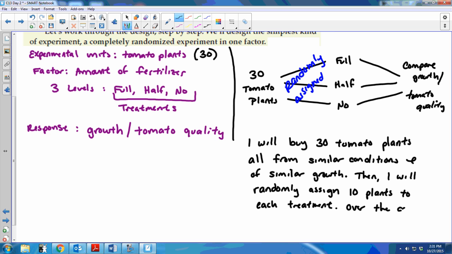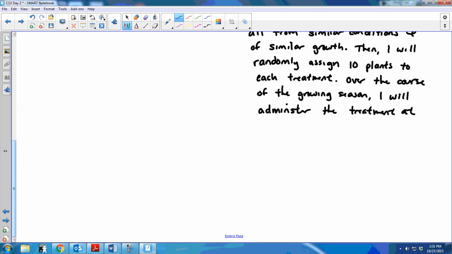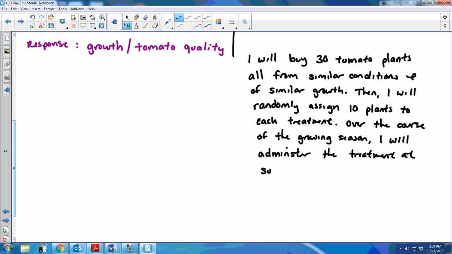Over the course of, again, depending on your season here, over the course of the growing season, maybe that's a few weeks, maybe it's a month, depends on where you are with your tomato plants to begin with. I will administer the treatment at suggested intervals. So if it says to fertilize on this brand every 2 days, then you do that every 2 days.